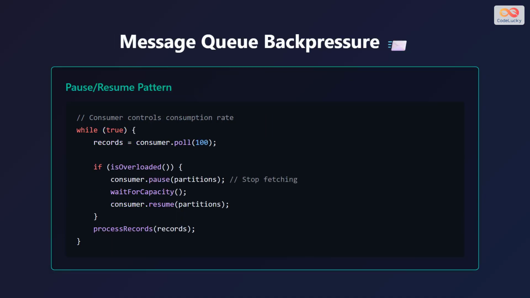Message queuing systems like Kafka use a pause and resume pattern for backpressure. The consumer continuously polls the queue for records. If the consumer becomes overloaded, it pauses consumption from the partitions, stopping new data from being fetched. Once the consumer has processed the backlog and regained capacity, it resumes consumption. This allows the consumer to control its own intake rate based on actual processing capability.